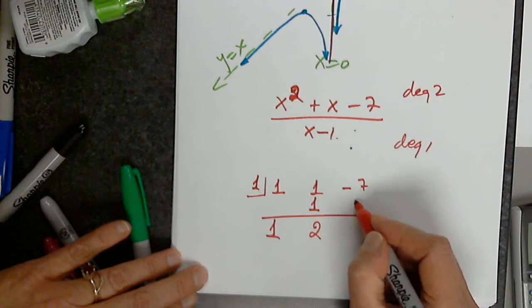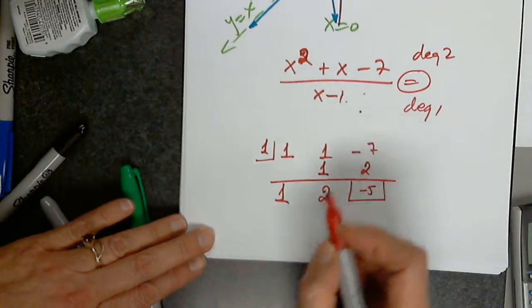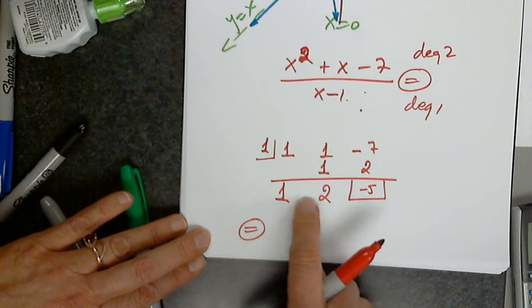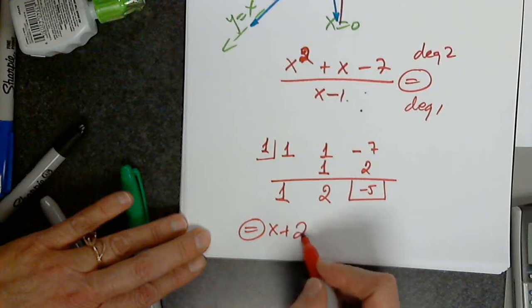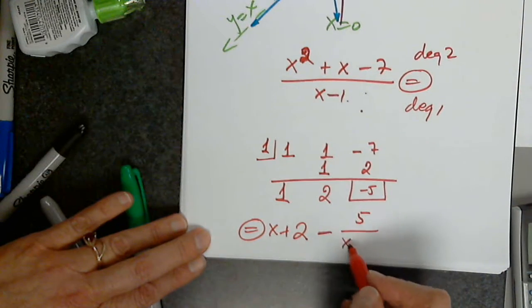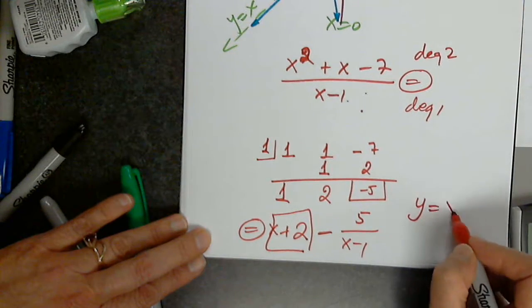1 times 2 is 2. And the remainder is negative 5. So therefore, this can be rewritten as, since degree 2 divided by degree 1 will give us degree 1, this is the coefficient for x. This is the coefficient of the free term minus the remainder over the divisor. In this particular case, this is the slant asymptote.